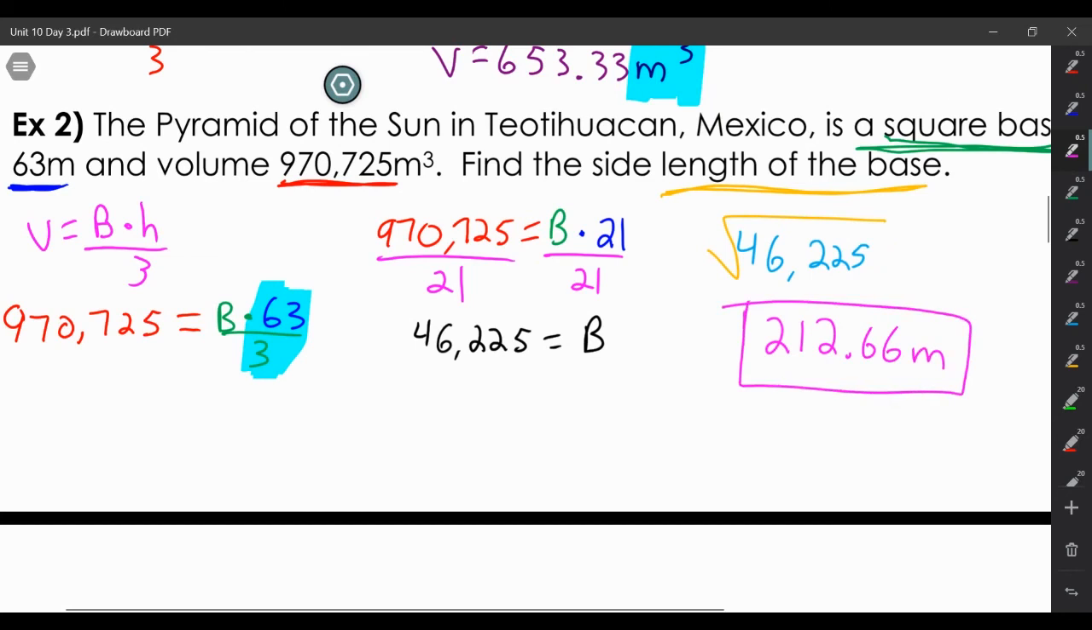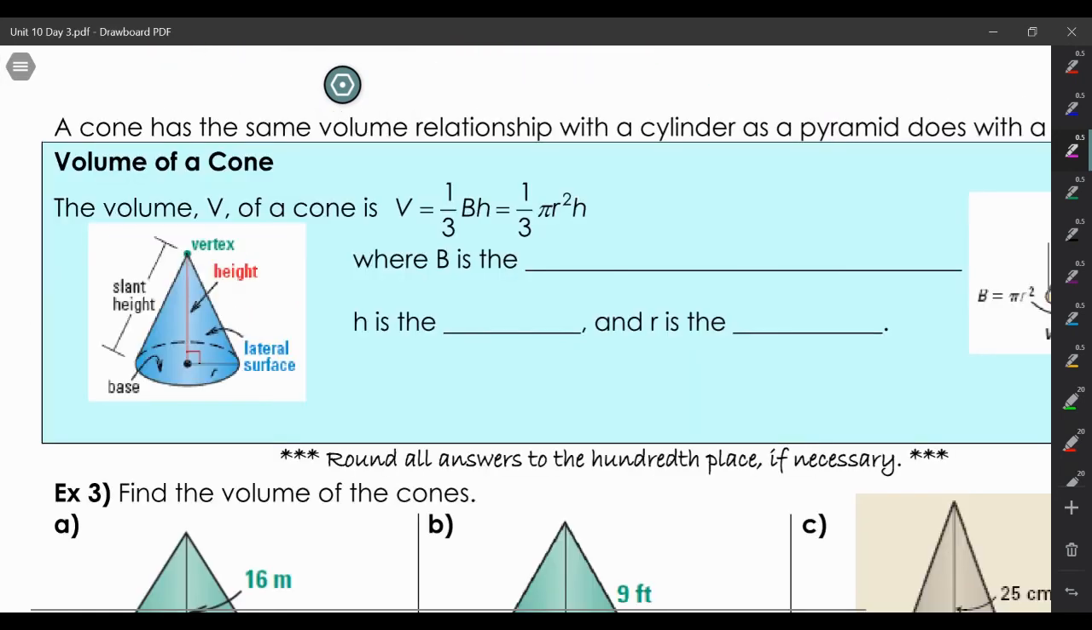So finding the volume of a pyramid is not all that difficult if you've already mastered the volume of prisms. All right, we're going to move on to finding the volume of a cone. Now, volume of a cone is going to look similar to the volume of a pyramid, and it's going to look similar to the volume of a cylinder.